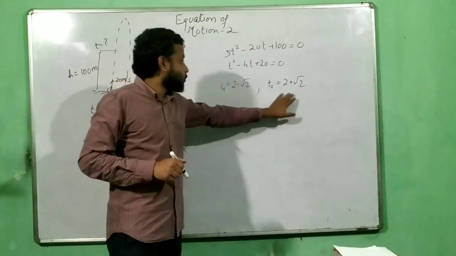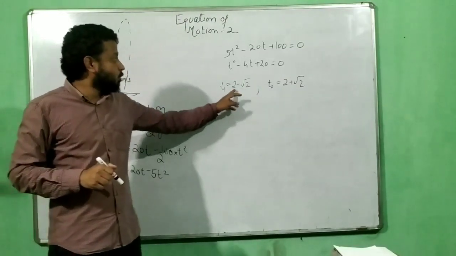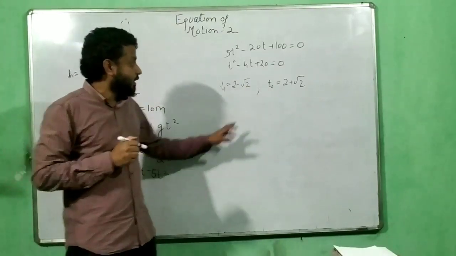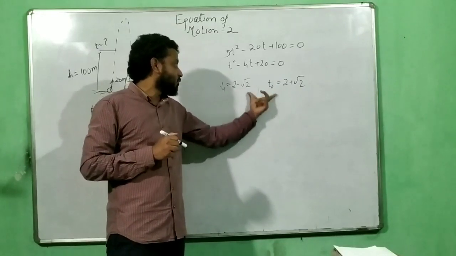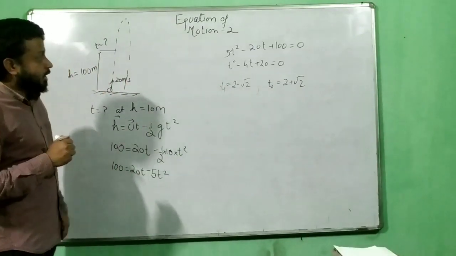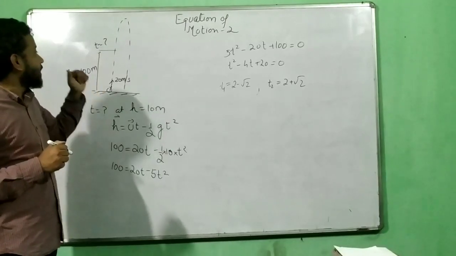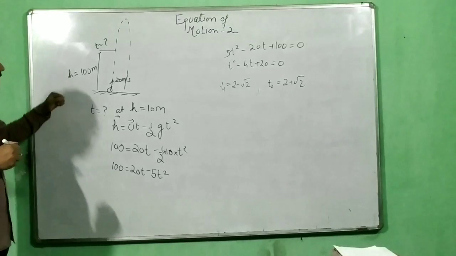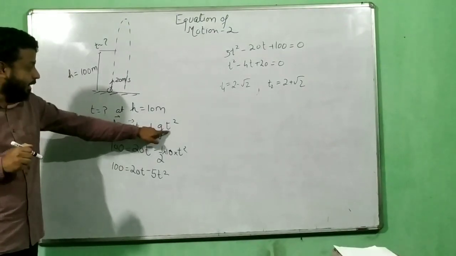If you see these two times, both are positive times. 2 minus root 2 is positive because root 2 is 1.414. So both the times are acceptable. That means for one question I have two answers. What does it mean? It means that the thing I am looking for is happening twice. I am looking for a height of 100 meter at some time.